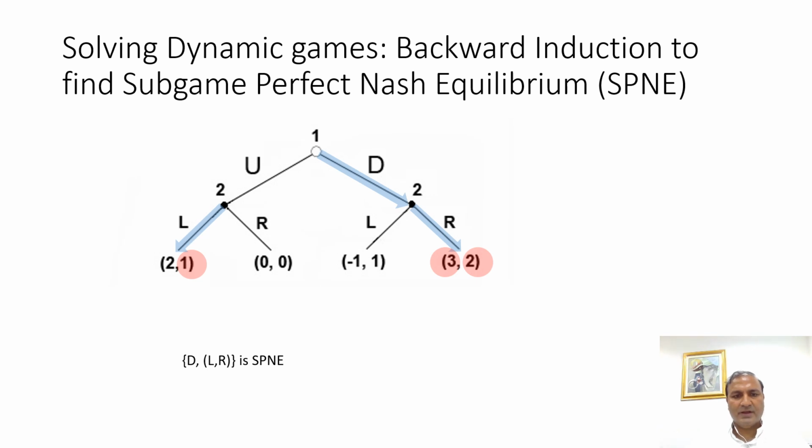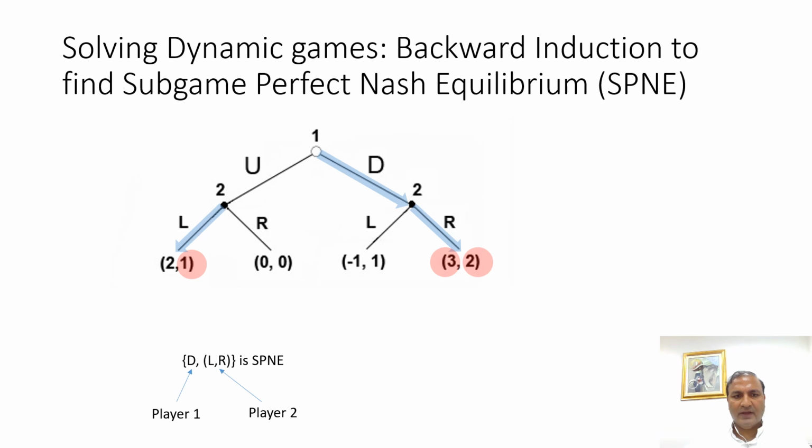The subgame perfect Nash equilibrium for the game is that player 1 chooses D, and player 2's strategy is LR, and then the game ends. You might be wondering that player 2 is only choosing R here and the game ends, so why do we write L here? This is because we have to write the strategy for player 2. We have to write the complete plan of action.